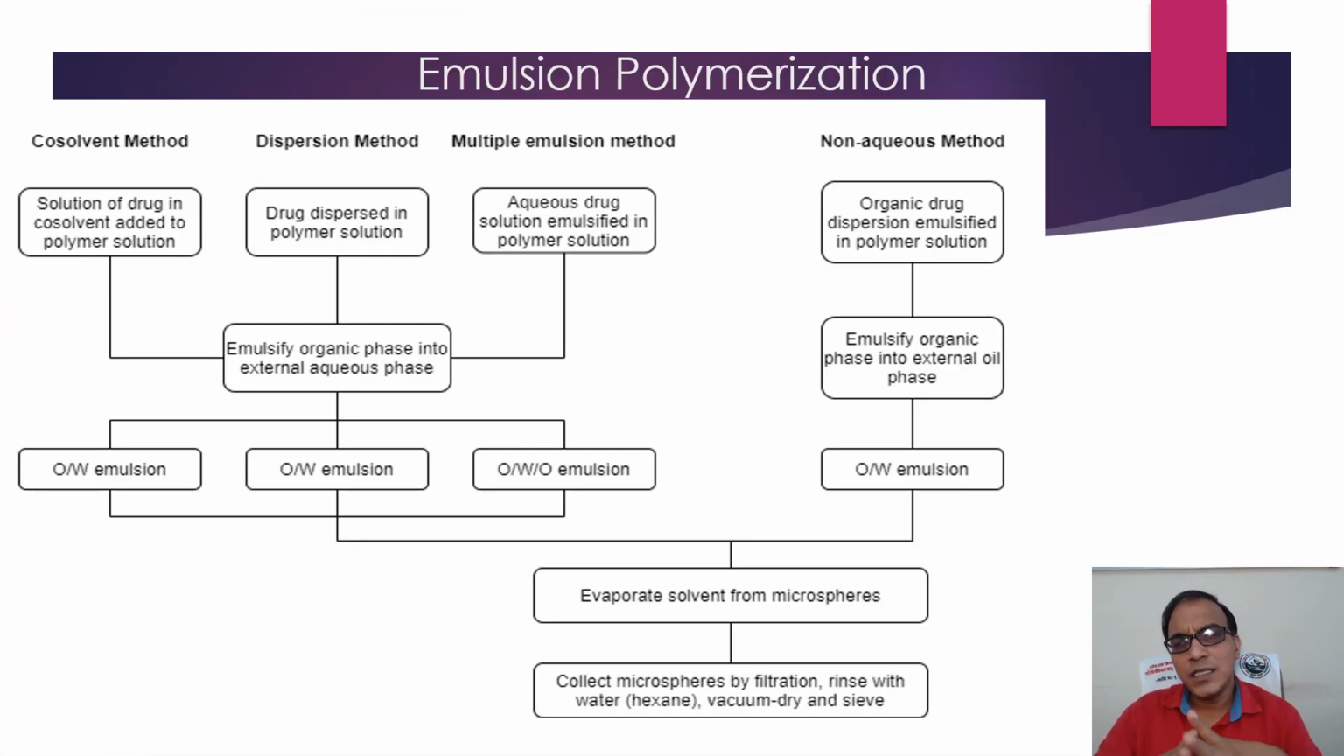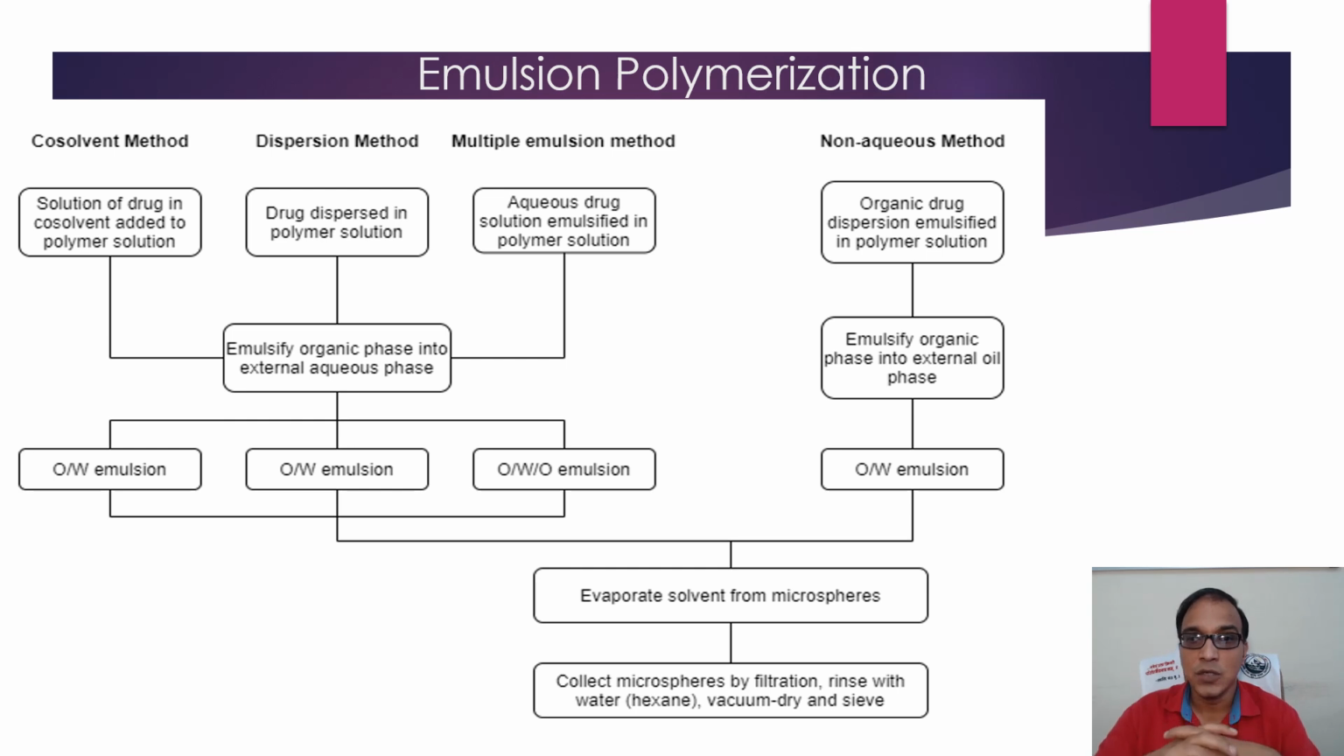Now moving to the emulsion polymerization. There are four major techniques, or sub-methods, of this method: the co-solvent method, dispersion method, multiple emulsion method, and non-aqueous method. Please try to remember them, because it would be very difficult to address each and every method in sentences from an exam point of view. So it's better that you go for flow charts for representing all the methods.